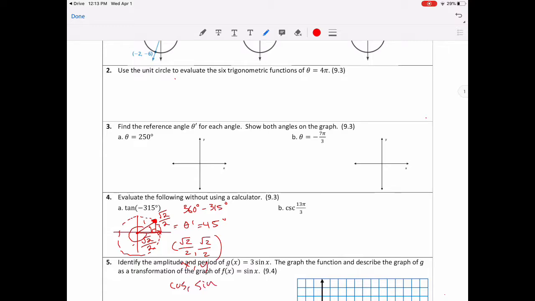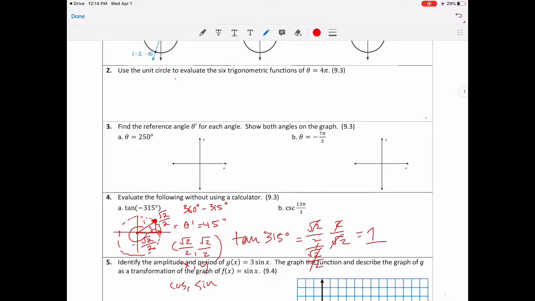All right, so tangent of 315 equals sine over cosine. Root 2 over 2 over root 2 over 2. And when I invert and multiply, what happens to everything? Well, it all cancels. Positive 1.